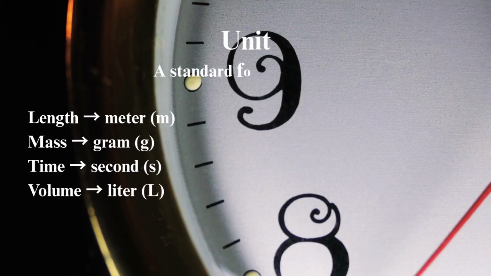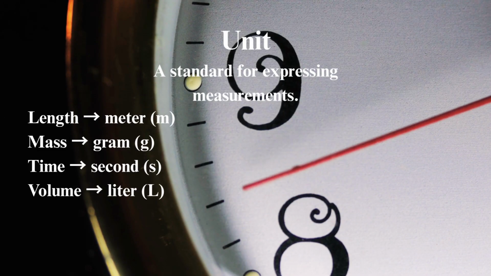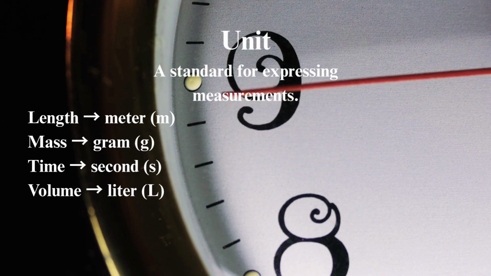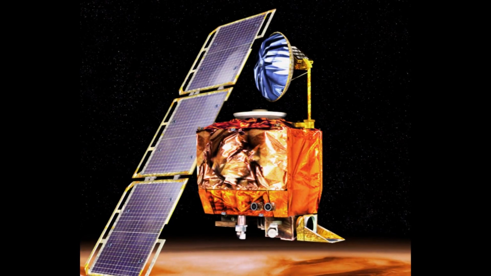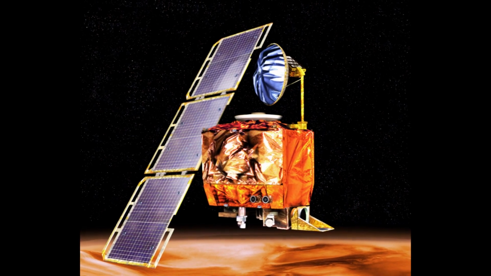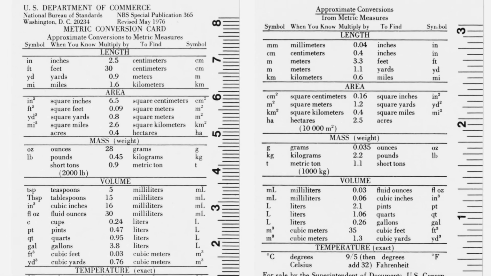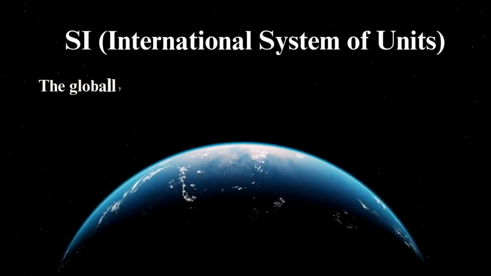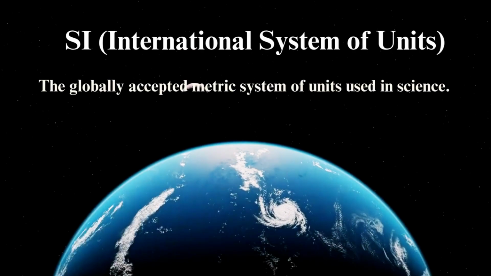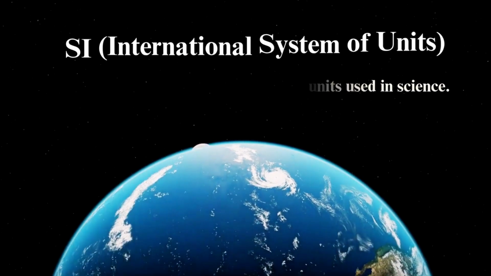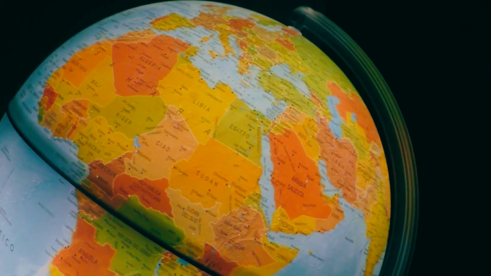We need units, standardized references that allow scientists across the globe, or millions of miles away, to communicate and compare results accurately. Consistent units prevent costly mistakes, such as the one that led to the loss of the Mars Climate Orbiter because one engineering team used imperial units while another used metric units. To prevent confusion, scientists around the world follow a unified standard known as the International System of Units, or SI units. The SI system ensures that every laboratory, whether in Paris or Tokyo, speaks the same quantitative language.